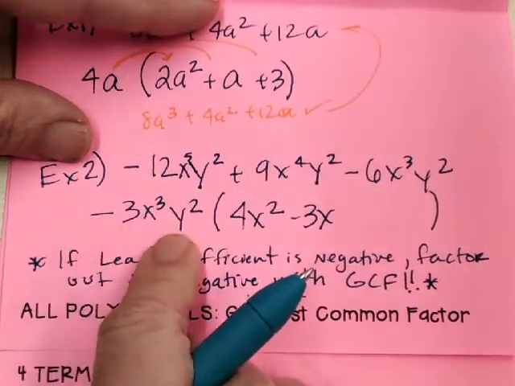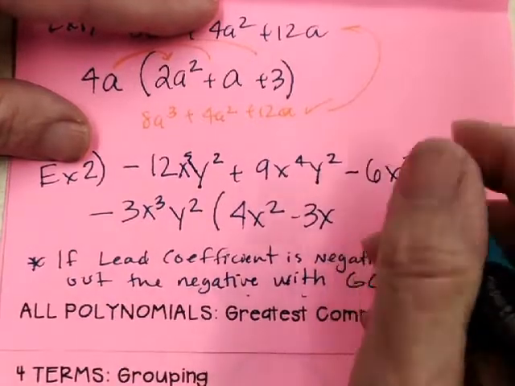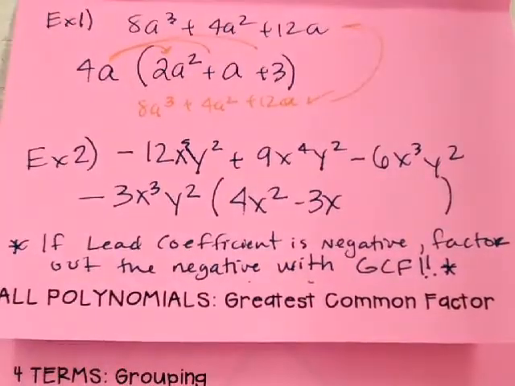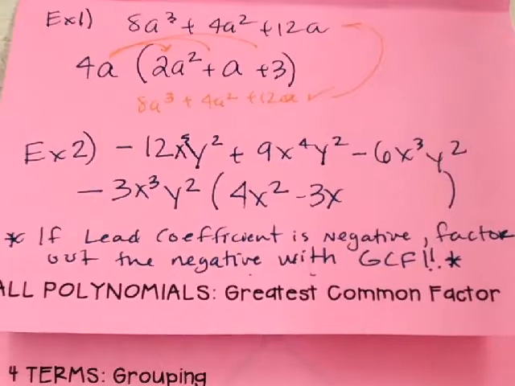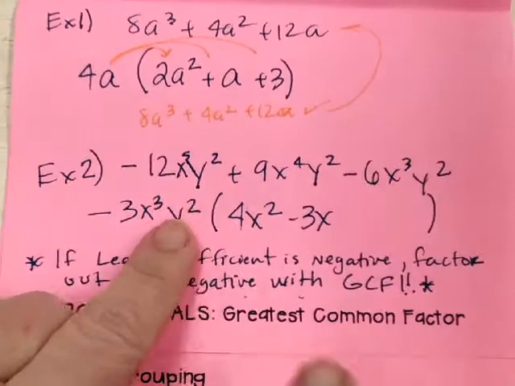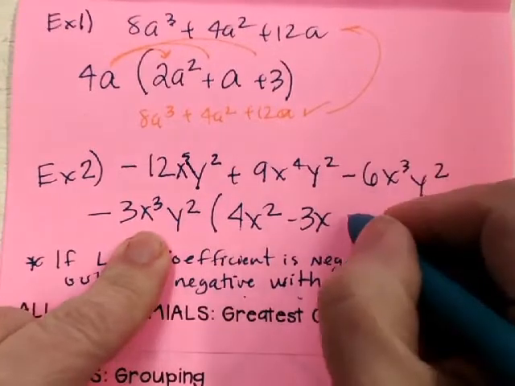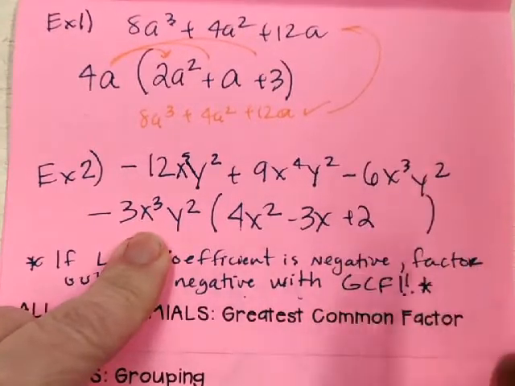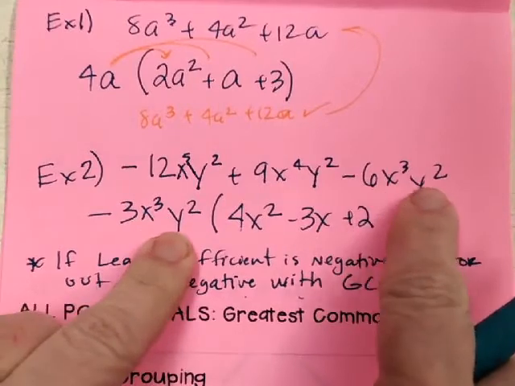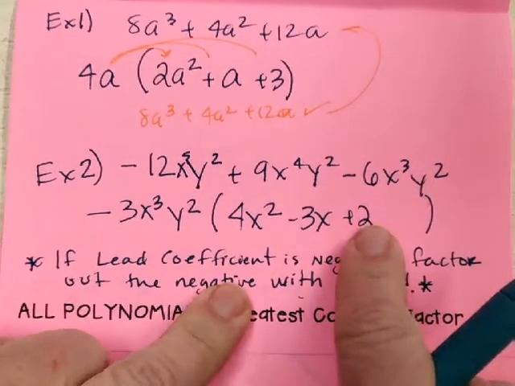Negative 3x cubed y squared times a positive 2 will give me negative 6x cubed y squared. And that's my answer. And you can check it.